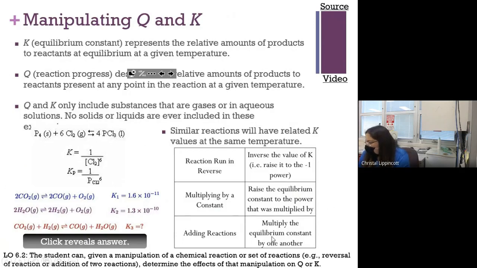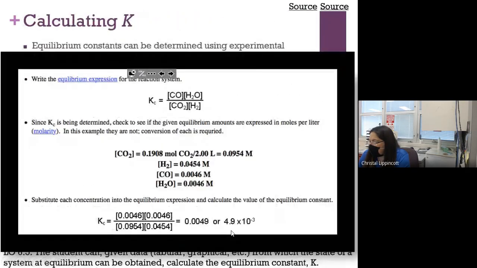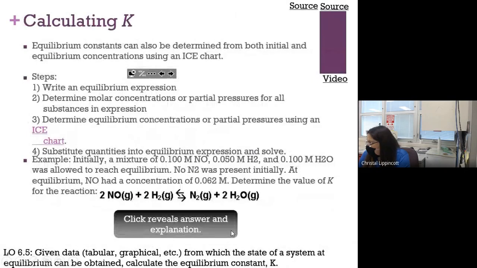I was just going to ask what you do to the K value. If you watch the video, I also uploaded this as Google Slides, so you can go through it individually, in case we run out of time or you're gone to an AP test next week and not able to do the review. If the reaction is run in reverse, then you do the inverse of K. If you're multiplying by a constant, then you raise the equilibrium constant to that power. And if you're adding reactions, you multiply the K values together. Okay? So when you run the reaction in reverse, you just put the negative sign? No, inverse, 1 over. Okay, 1 over the positive value, because it goes down.